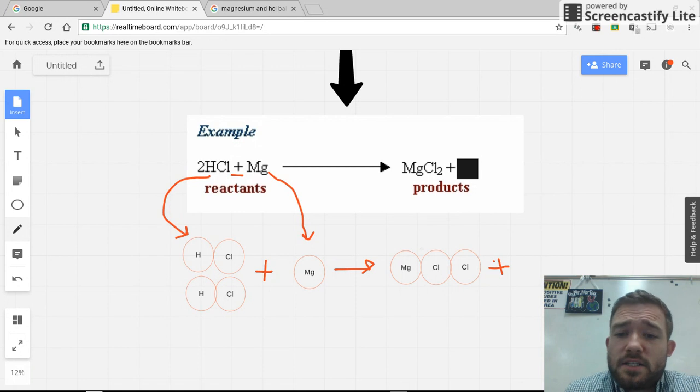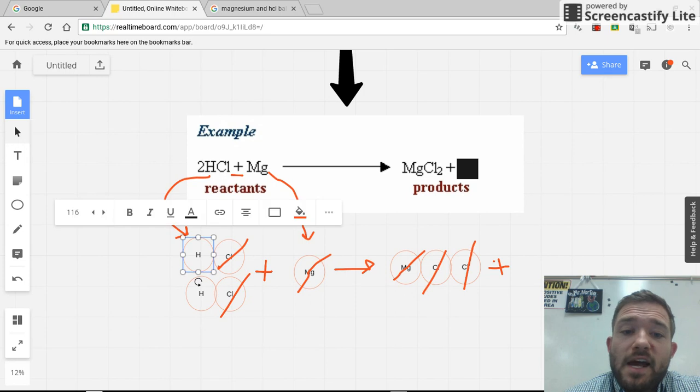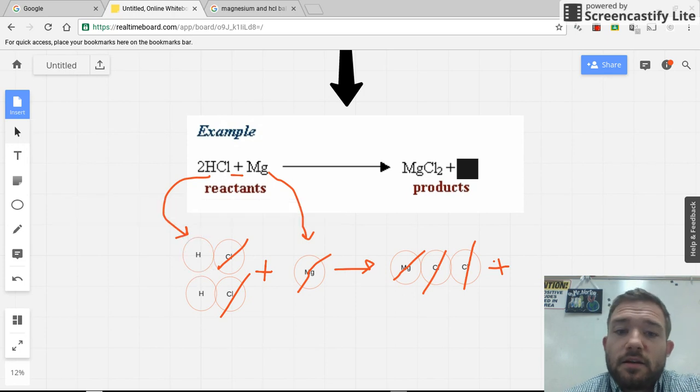Well, process of elimination, my magnesium in my products was used, so it was used in my reactants. A chlorine was used over here, so it had to be used over here. A chlorine was used over here, so it had to be over here. But in order to make this equation truly represent the reaction, I have to account for my 2 hydrogens. Well, if you remember, I said that there was a gas escaping out of the top. Well, that gas is made of 2 hydrogens.